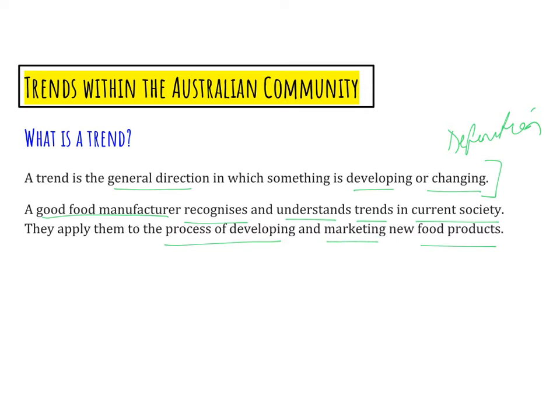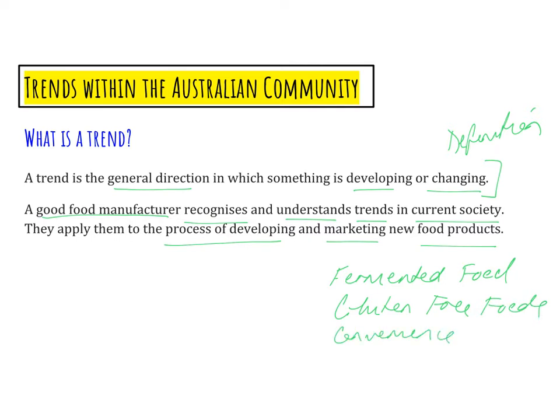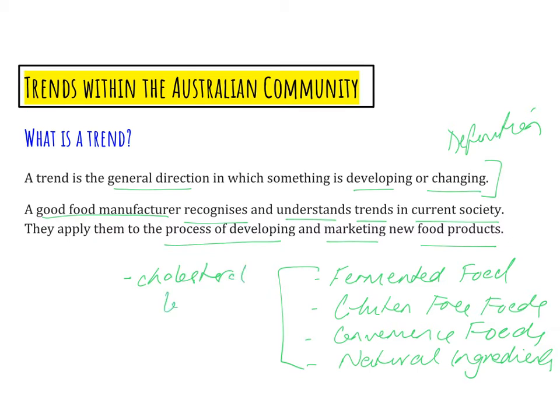And at the moment, we've seen a lot of trends in terms of fermented foods, gluten-free foods, convenience foods, so foods that can be eaten on the go, as well as foods that have more natural ingredients. There are also dietary considerations, so foods that can address health concerns like cardiovascular disease, so cholesterol-lowering foods, as well as trends in diet, so keto foods or low-carbohydrate foods.